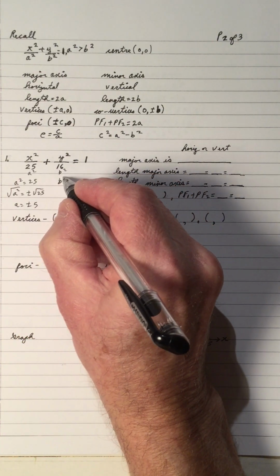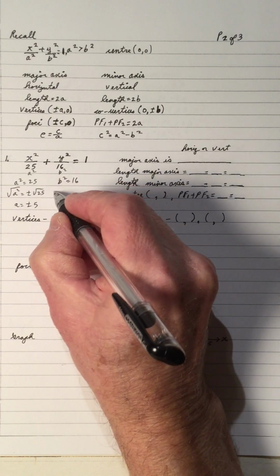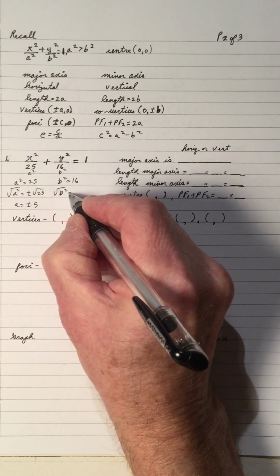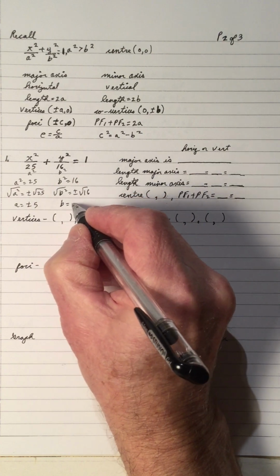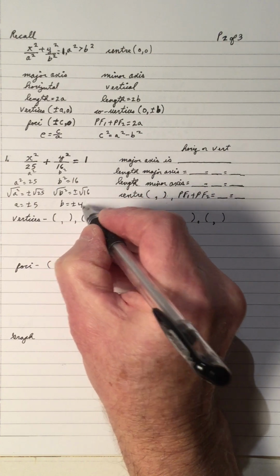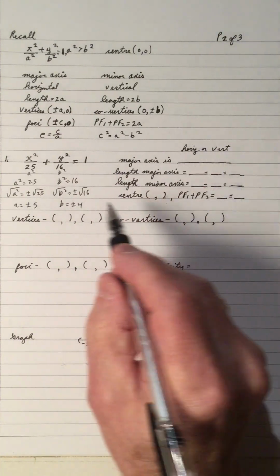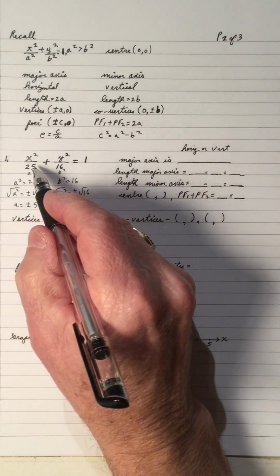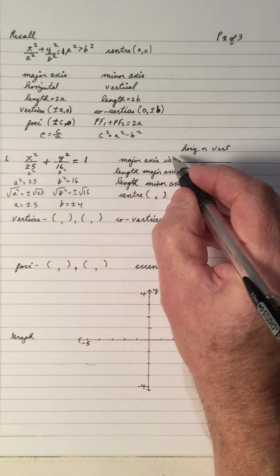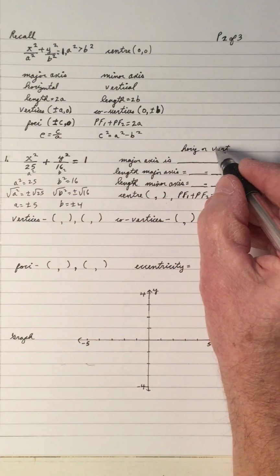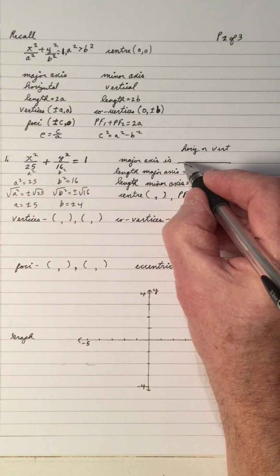And b squared equals 16. The square root of b squared is plus or minus the square root of 16, so b is plus or minus 4. Now, 25 is larger than 16, so the major axis is the horizontal.